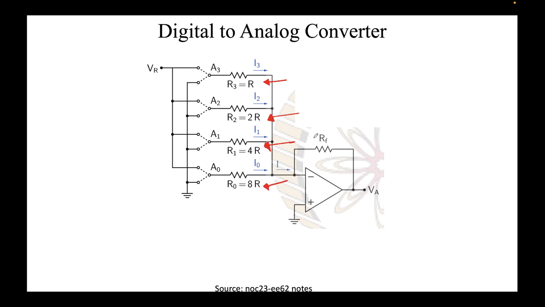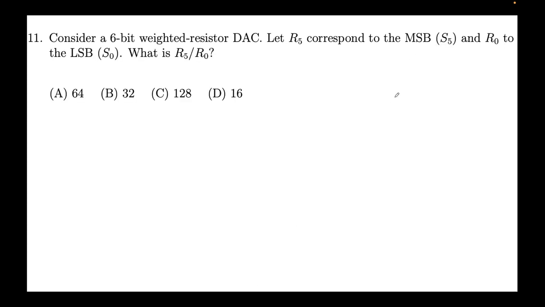So that's how it's going to operate. Every bit that's added, the resistor gets doubled. So what do we mean by that? For R0, you can say it's 2^0 times R. R is the reference. Then R1 is 2^1 times R. Similarly, R5, corresponding to the MSB, will turn out to be 2^5 times R. Because you can see 0, 0, 1, 1 and then 5, 5.